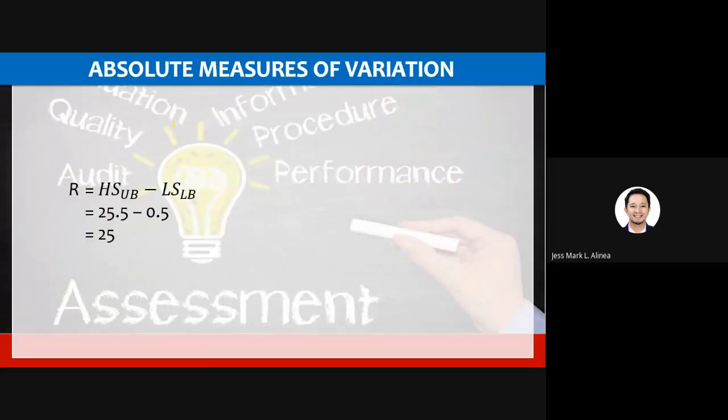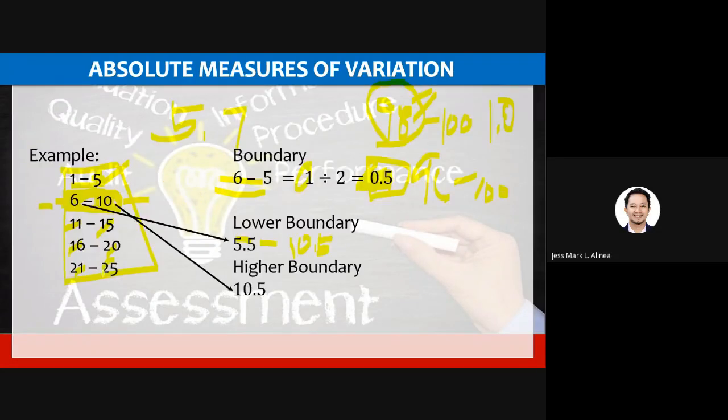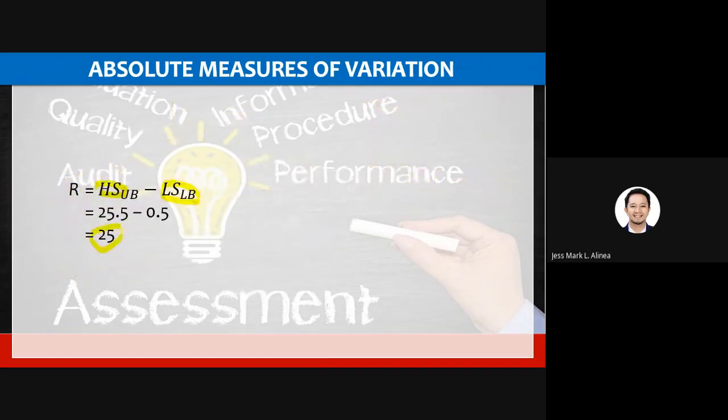Anyway, to compute for the range of group data, so we subtract the upper boundary of the highest score and the lower boundary of the lowest score. Since this is the highest score, ang higher boundary niya is 25.5. At ito yung lowest score, ang lower boundary niya ay 0.5 because 1 minus 0.5. Ang ating range is 25.